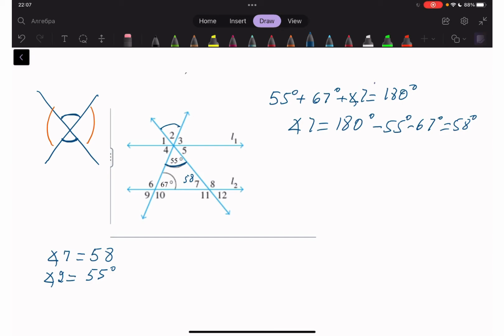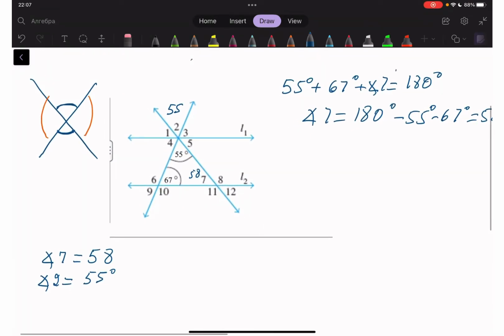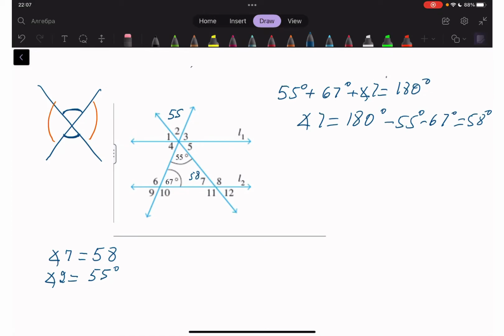Yes, they are equal, this and this. Okay, 55 degrees. Let me clean this, not to make a mess. I'm writing here 55 degrees. Okay, next. What else do we have here? Angle 9, so with 67, right? Angle 9 also going to be equal, so angle 9 is going to be 67 degrees.